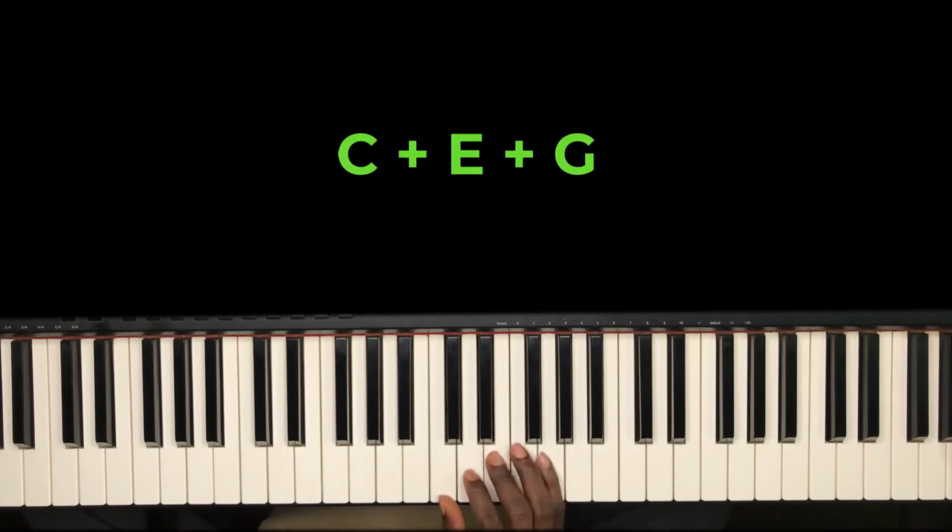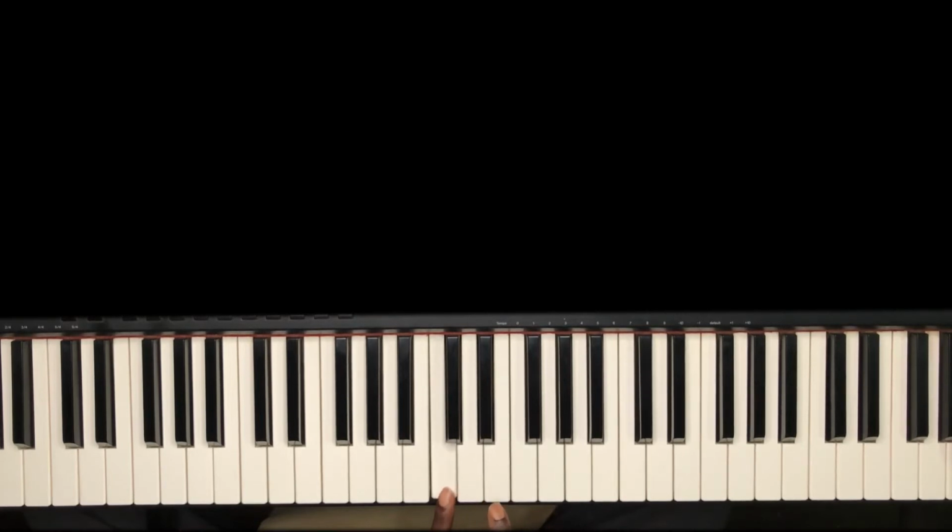A major triad or a major chord is actually made up of the first, the third, and then the fifth. So if you count from C, 1, 2, 3, 4, 5. So you hold your first, you hold your third, and then your fifth. That's how you form your major triad or your major chord.